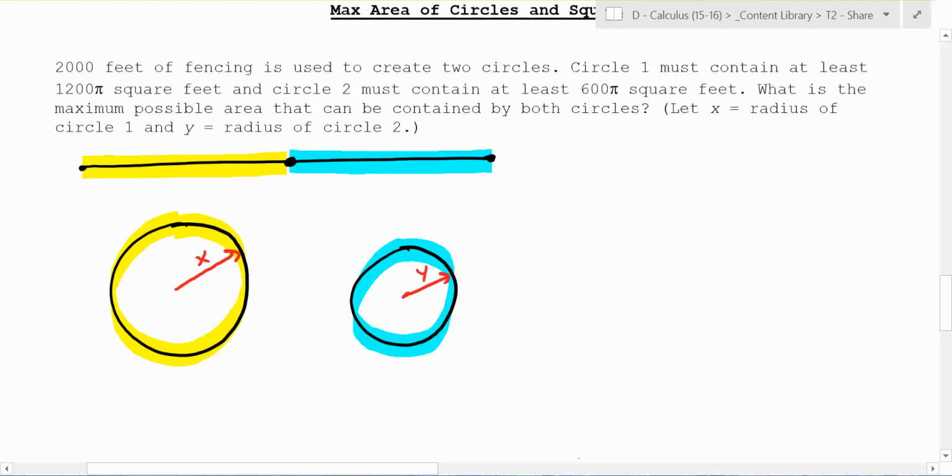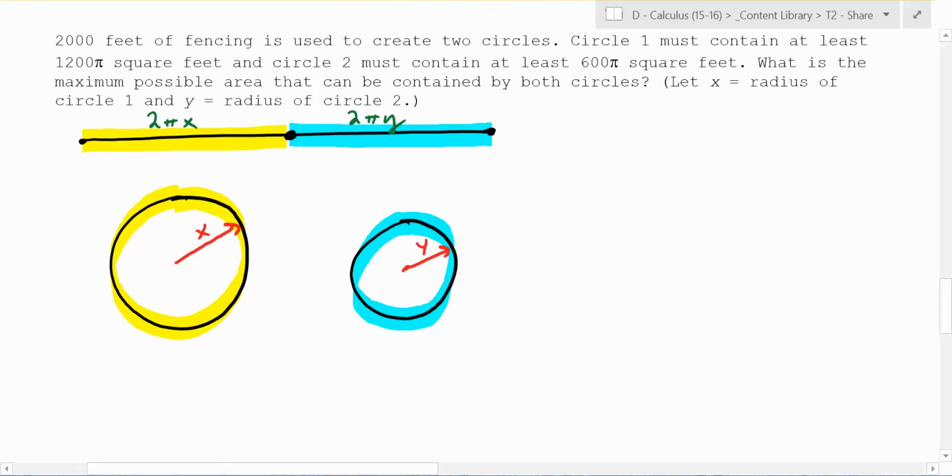So if we wanted to fill some things in right here, we could fill a few things in. What's the length of the yellow going to be? If the radius of the yellow circle, the first circle, is x, what's the circumference if the radius is x? 2 pi x, exactly, very good. So this is 2 pi x, that's this distance. What's the blue distance going to be? 2 pi y. That's pretty cool.